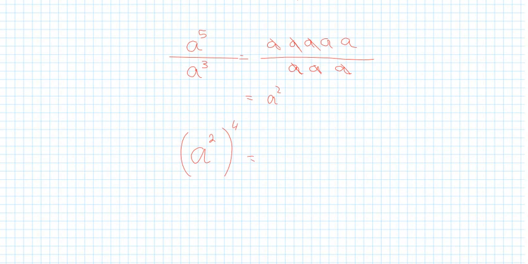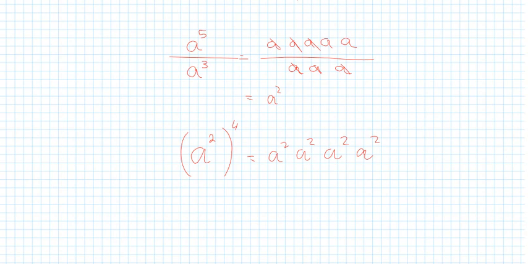Multiply the exponents. Okay? So think about this as a squared, a squared, a squared, a squared. Right? That's what this means. A squared to the power of 4 is a squared multiplied by itself 4 times. Okay? What did we learn earlier? If I have multiplication, what do I do with the exponent? Add them. 2, 4, 6, 8.